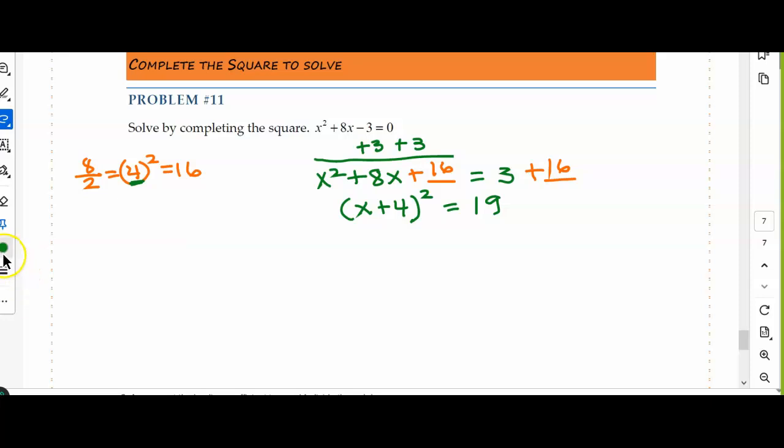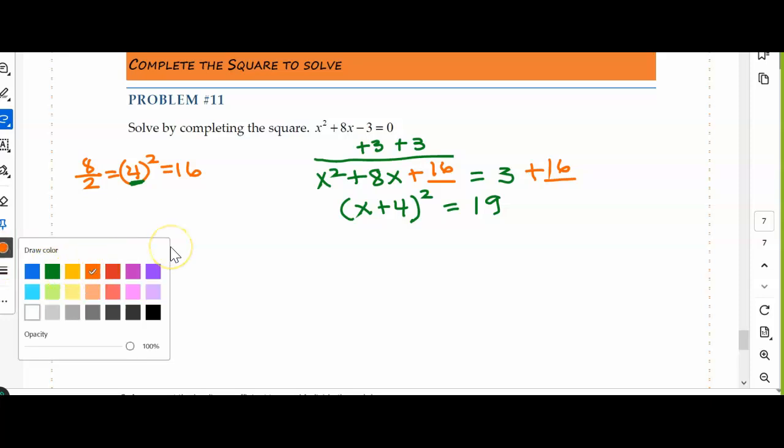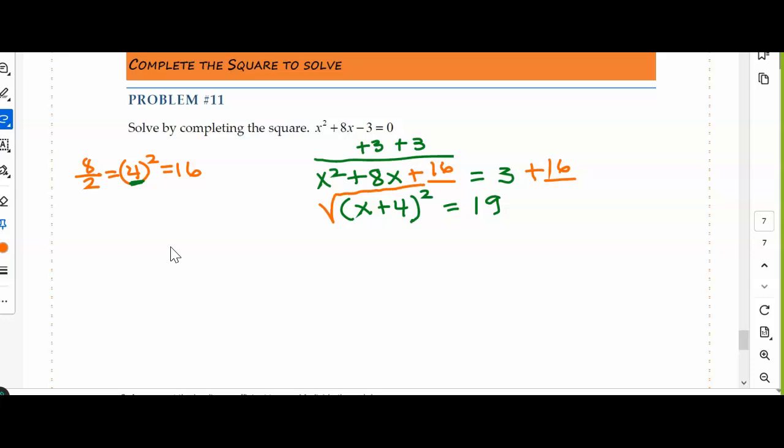All right, and now we've got to square root both sides so we can solve this. So here, those undo each other. We're just left with x plus 4 equals not just the square root of 19, but plus or minus the square root of 19. Right? And then to get my x by itself, I need to subtract the 4 over. Now, square root of 19 doesn't simplify. It's not a perfect square.